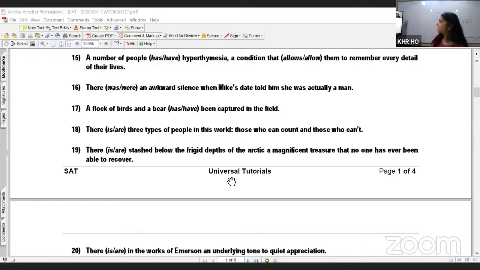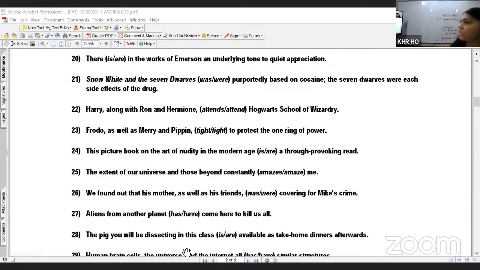Question number 19. There, what is dash group? Stash, not stash. So the article, but who is dash? No, Babu. It's removed. It's stash. It's a typing error. Done? All right.